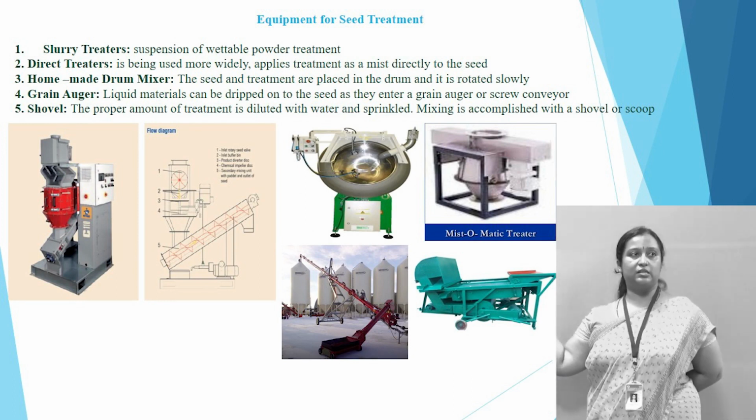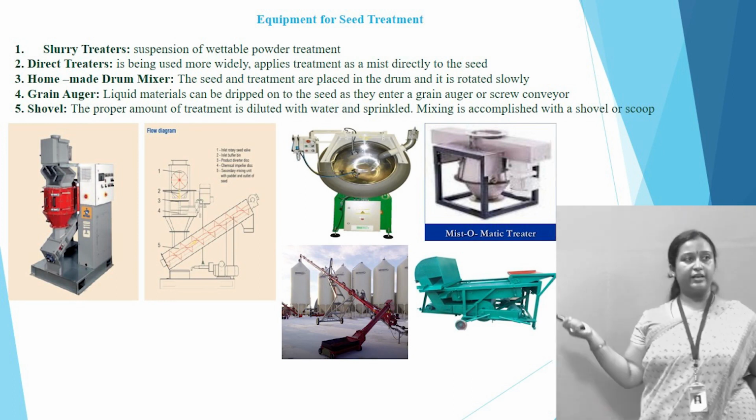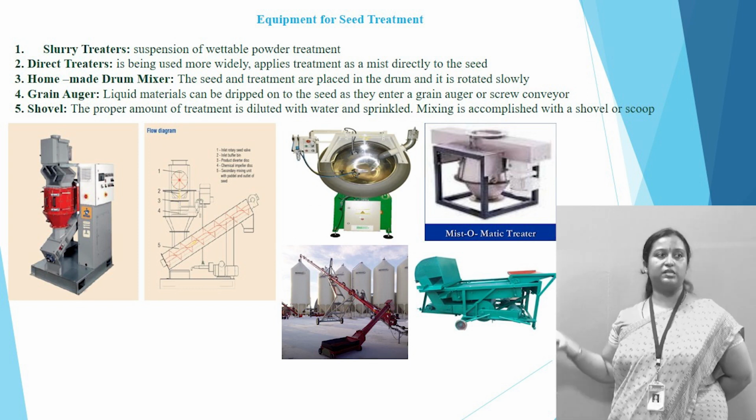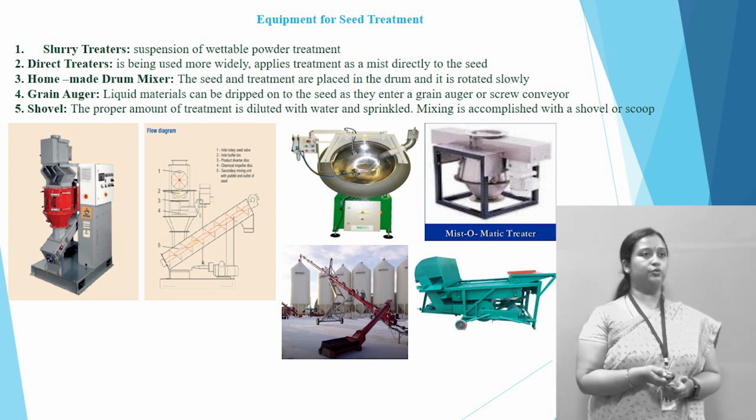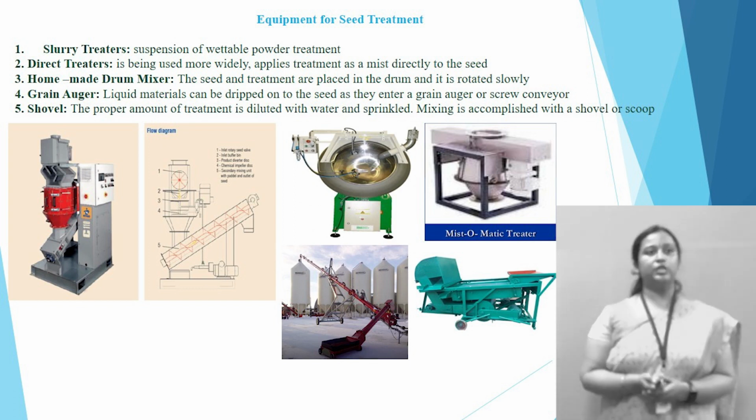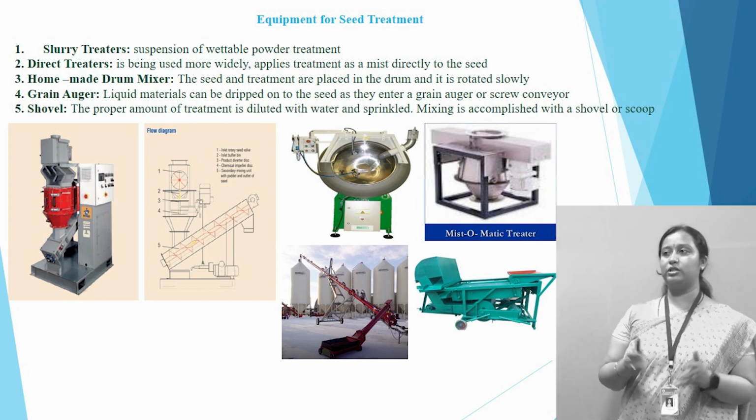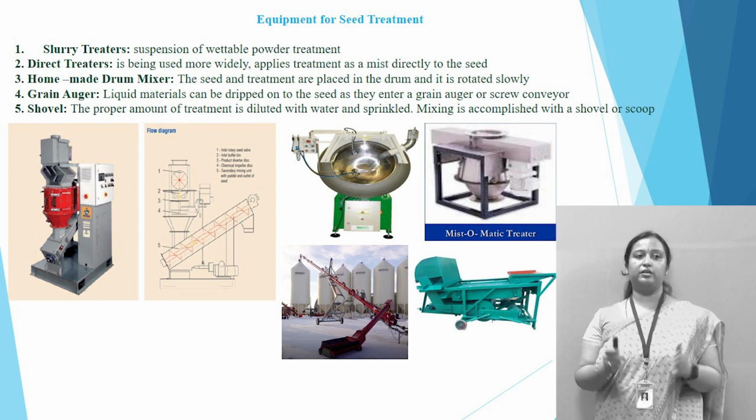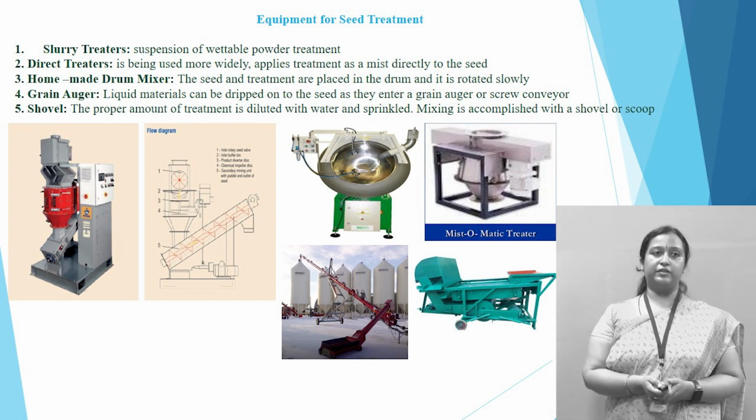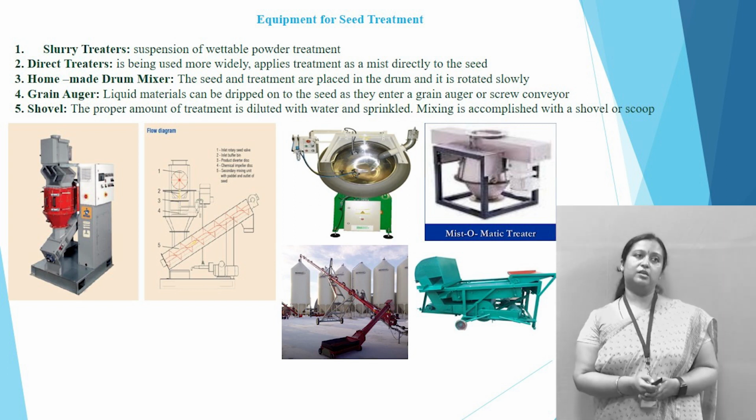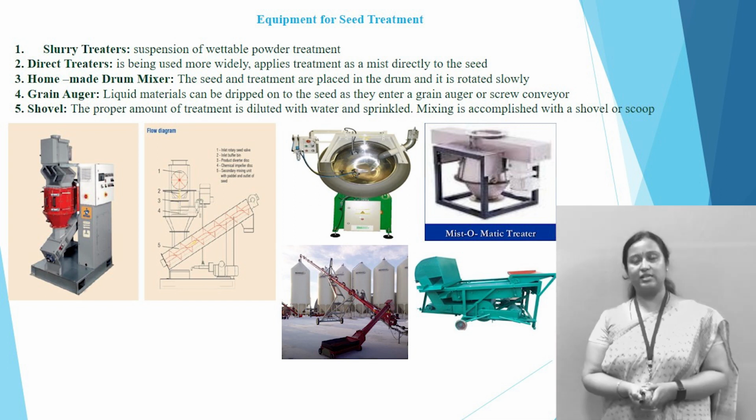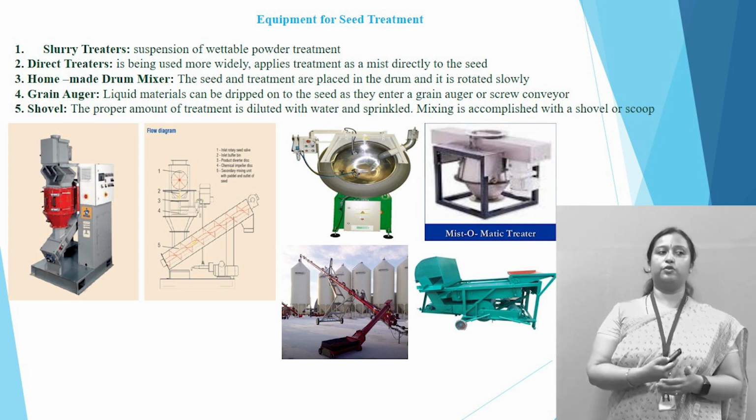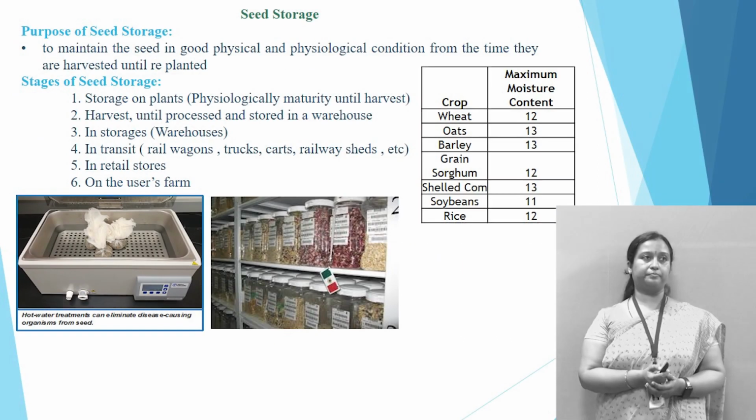As you can see, the slurry treaters, direct treaters, homemade drum mixers, grain auger, and shovel are all equipment used in treating the seed. Depending on the scale of seed treatment, large scale or small scale, different equipment will be applied. All equipment is equally effective. Some are used for large scale seed treatment, some for small scale seed treatment.